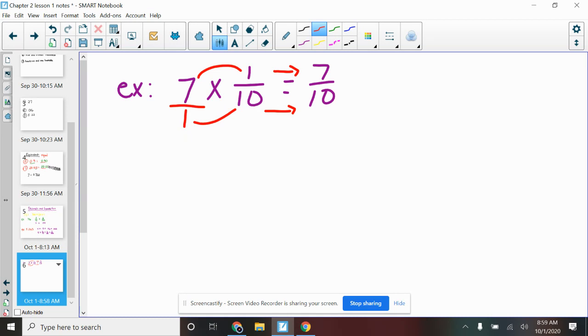You could just leave it like that as a fraction, but if it says to show it as a decimal, then you have to turn that fraction back into a decimal. What would 7/10 look like as a decimal? Yes? 0.7. That's all. So see, sometimes things look scarier than really what they are.